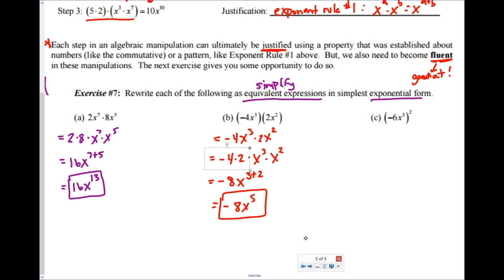Letter C. Now this one's a little trickier. When you have parentheses raised to a power, it's the same as saying whatever is inside multiplied by itself that many times. So I get negative 6x cubed times another negative 6x cubed. Now I'm going to regroup and put my negative 6's together times the x's together. I'm going to multiply. Negative 6 times negative 6 is a positive 36. Remember, 2 negatives make a positive. And this becomes x to the 3 plus 3. So I get 36x to the 6th power.